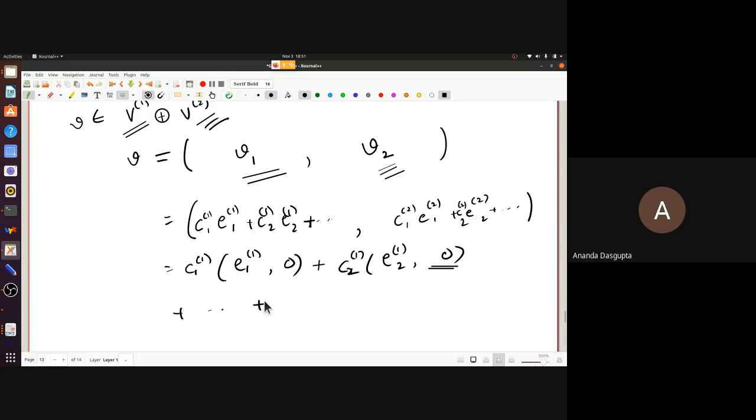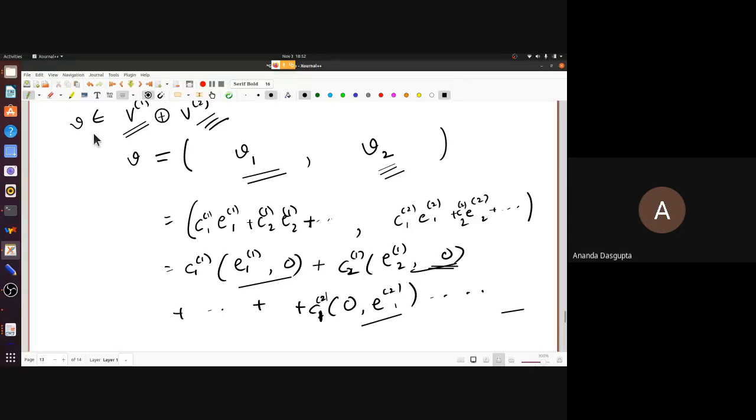And if you want to make out the whole set, you will also need terms like E21 with 0. E12 is one piece which has nothing coming from here, but E21 here and so on. So basically what I'm saying is you can write down any vector V here as a linear combination of these vectors, and they form a basis for your direct sum space.